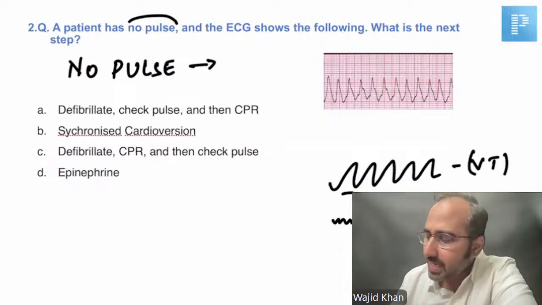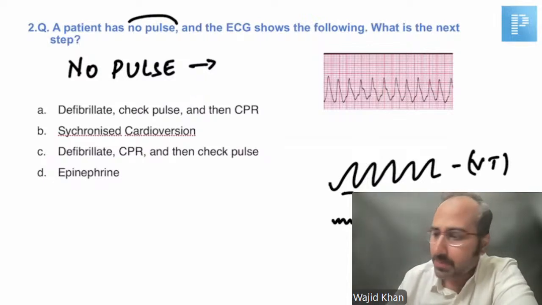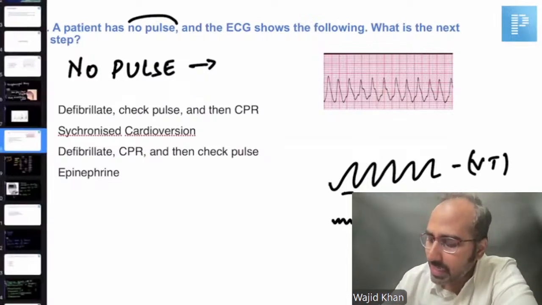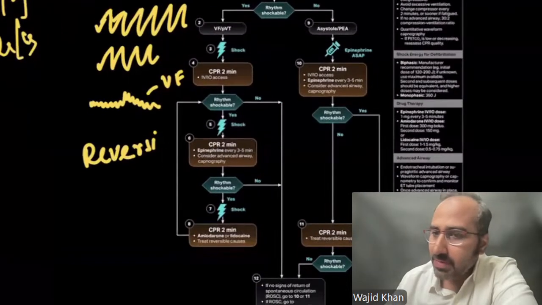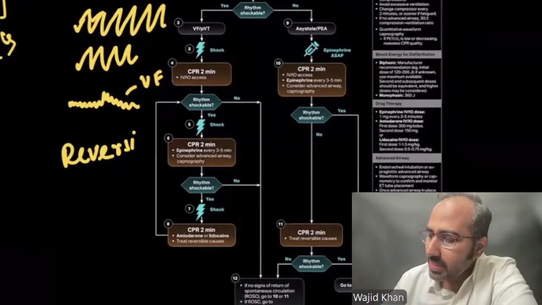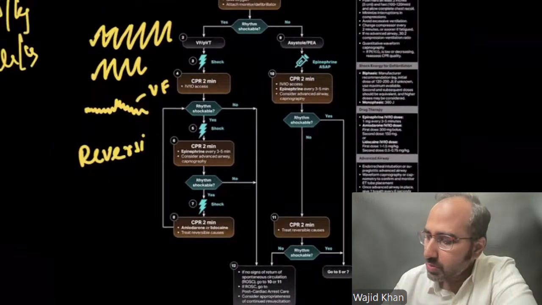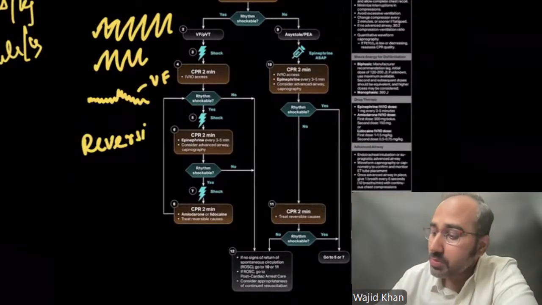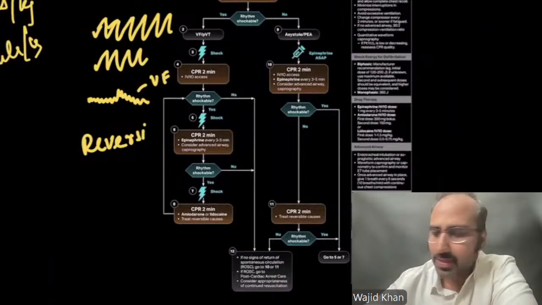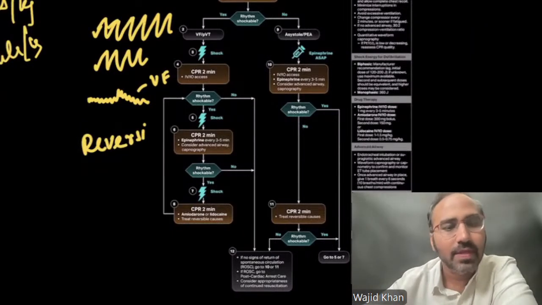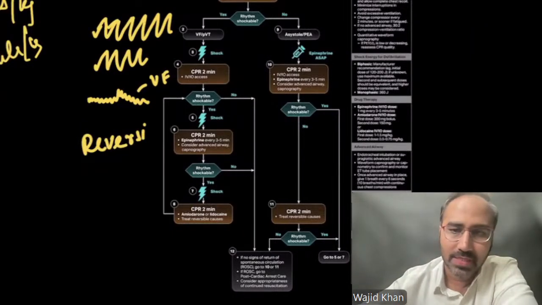If you see this kind of rhythm, the immediate step in the cardiac arrest algorithm, we have discussed that step, guys. The immediate step is you need to give a shock to the patient. Basically, you need to use the defibrillator. If the patient has VT or VF, you have to give a shock to the patient.